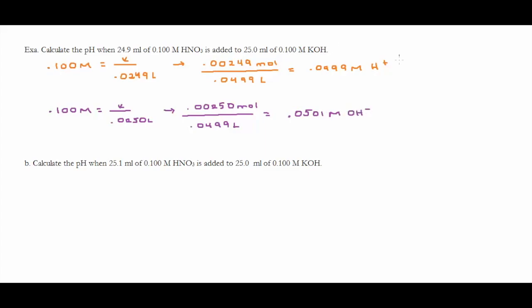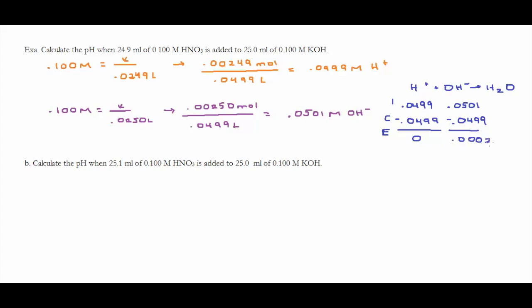And so now we're going to say, all right, hydrogen is going to react with hydroxide, and that's going to produce H2O. I'm going to create a nice chart just to help me to see this. I know I start with 0.0499 of my hydrogen ions. I start with 0.0501 of my base. So all of my acid's going to react because I have less of it, which means I'm going to have base left over. So this is 0, and this ends up being 0.0002 molar.